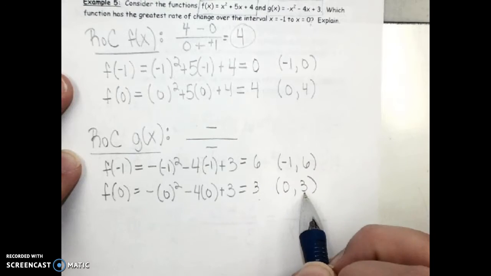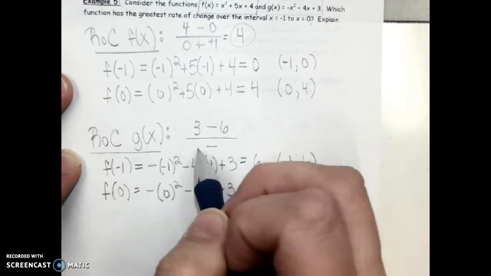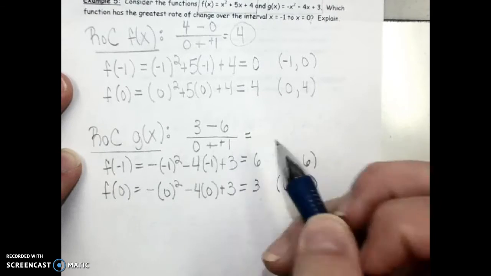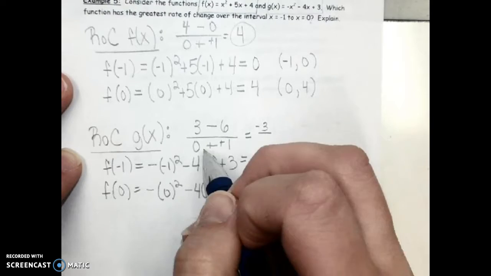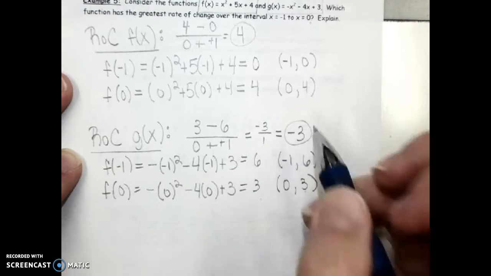Now I need my rate of change. y2 minus y1 over x2 minus x1. Oh, we got minus a negative again. Got to get rid of that. So, 3 minus 6, that's -3. 0 plus 1 is 1. What's -3 divided by 1? -3. Here's the rate of change.